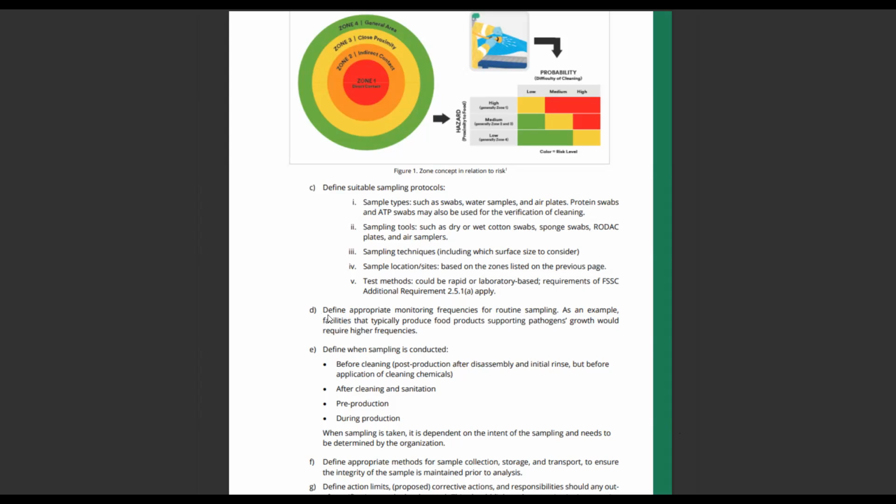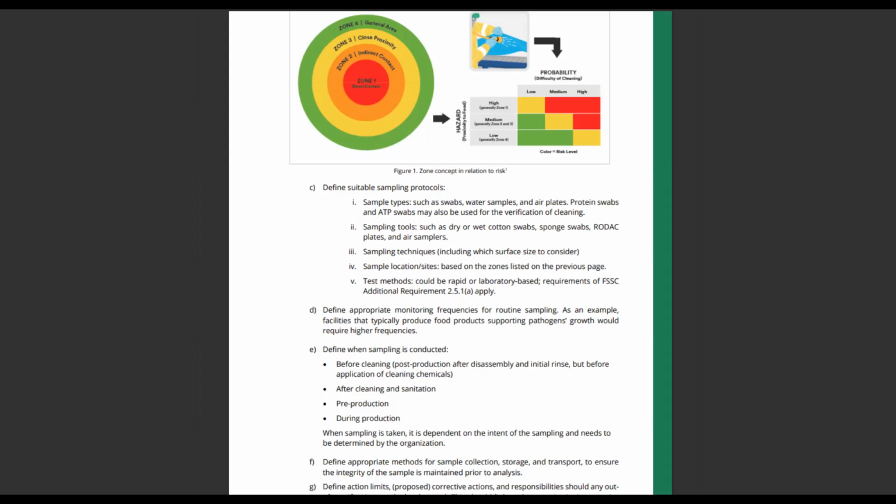It also guides you to define appropriate monitoring frequencies for routine sampling. Most of us will use a sampling plan and then define when sampling is conducted. Is it conducted before cleaning, for example? You must define that. Is it done after cleaning and sanitation? Is it done pre-production or during production? When the samples are taken depends on the intent of the sampling, and we need to understand your intention. Are you checking the cleaning and sanitation effectiveness, or how dirty the surfaces are, or whether there is a pathogen present or not, and not necessarily after cleaning?